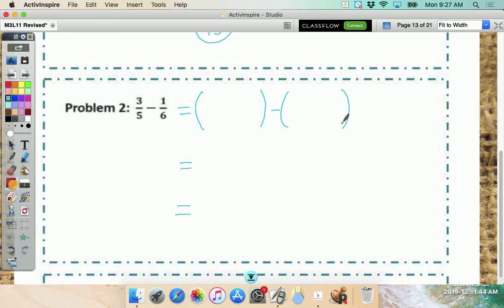So what's the common denominator for 5 and 6, kids? 30. You're right.